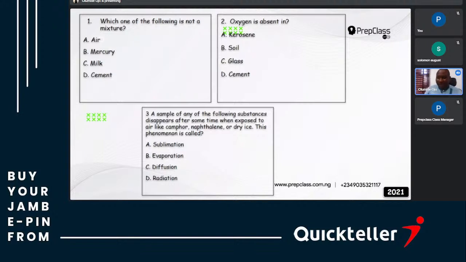That is what sublimation is. So A, sublimation, B, evaporation, C, diffusion, and D, radiation. What's the answer? That would be sublimation. Correct. So sublimation is the answer. Let's go to number 4.